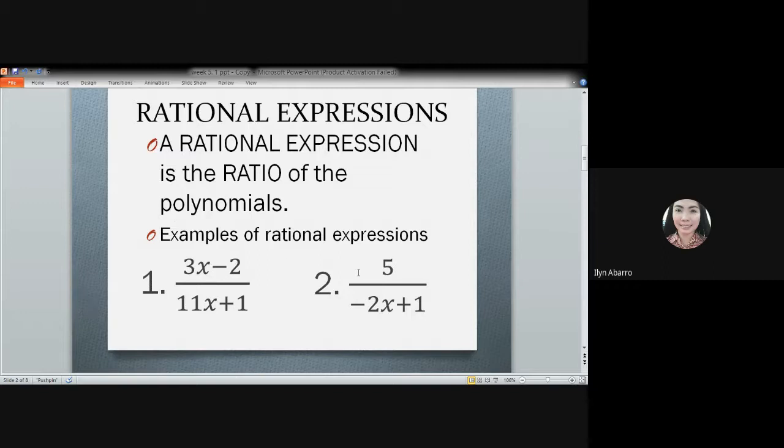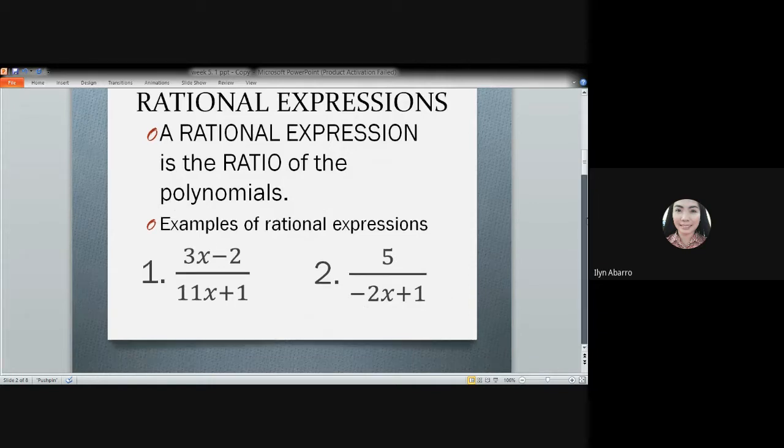Number 2, 5 over negative 2x plus 1. This is also a ratio or a fraction, but the polynomial here is only the one in the denominator. It's okay. This is still considered a rational expression as long as there is a polynomial, either in the numerator or in the denominator, or it can also be both, like number 1. Okay? So those are rational expressions.